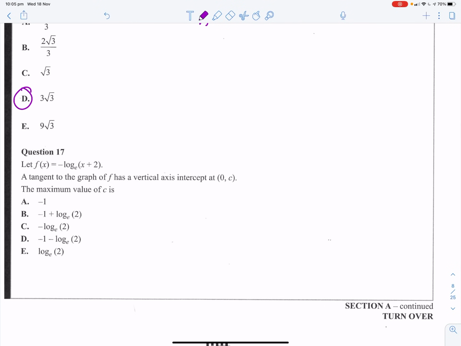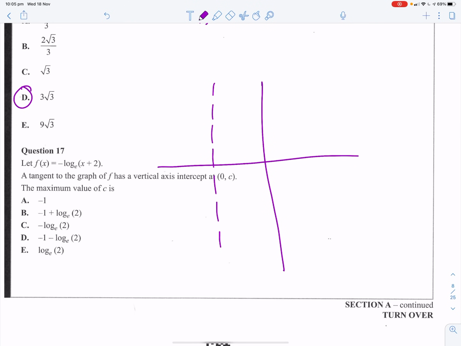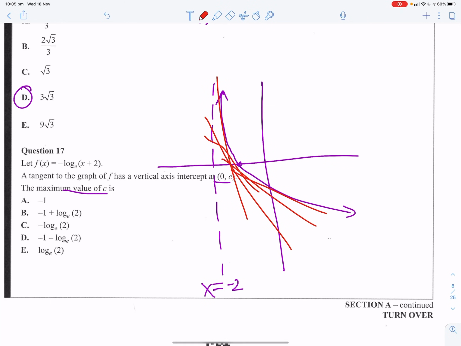Okay, a tangent to the graph of f has a vertical axis intercept at 0, c. So that graph would have an asymptote at -2, and it's been reflected in the x-axis. The maximum value of c, which is the y-intercept of the tangent. So if we drew a tangent here, that's going to be low, low, low. When we get to there, it's going to go through the y-axis, and when we keep moving, it's only going to get lower. So the maximum tangent, because they're all going to go downwards, is going to occur at the y-intercept of the graph.